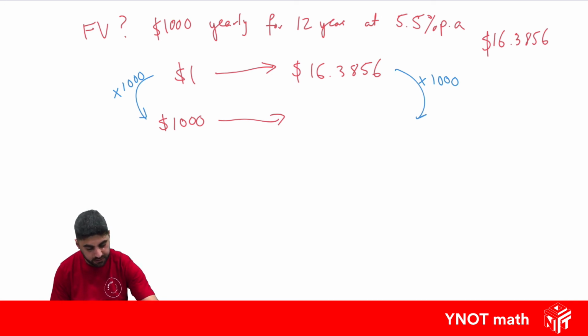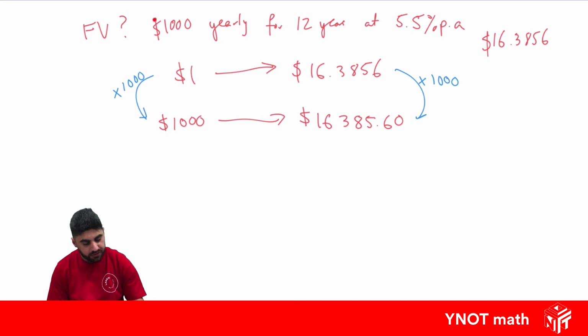And if we do that, we're going to end up with $16,385.60. But just keep in mind that if we're investing $1,000 yearly for 12 years, $12,000 of this was our own investment.